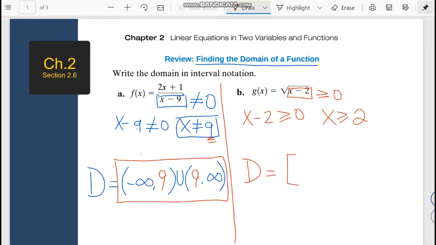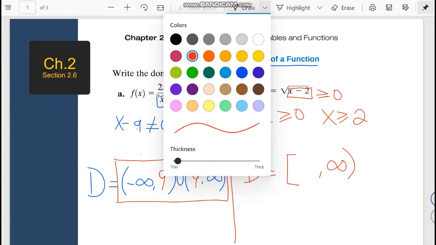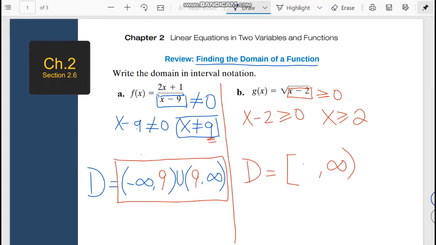The template is this: bracket, blank, comma, infinity, parentheses. And inside the blank space, you're going to write the number that you want to start with. You do not want to avoid it in this situation. It is the beginning, the starting point of the domain. It starts on 2, inclusive, and goes all the way to infinity.